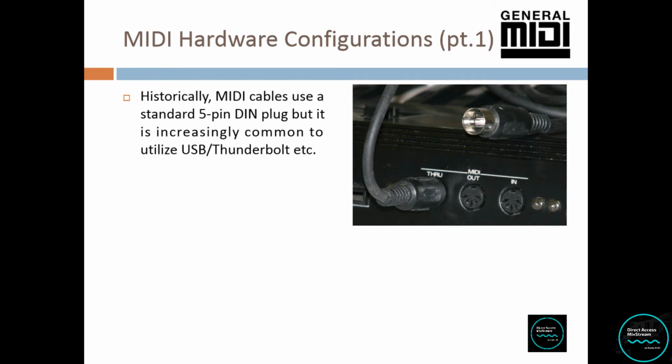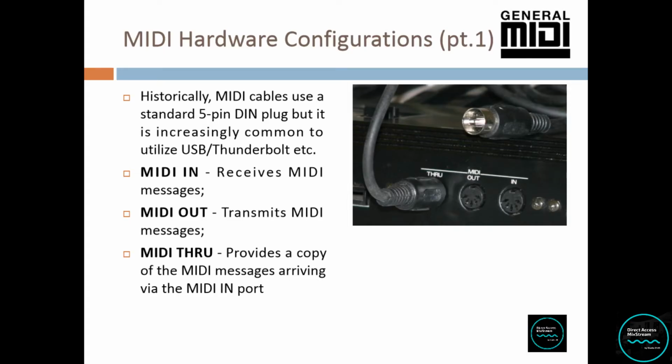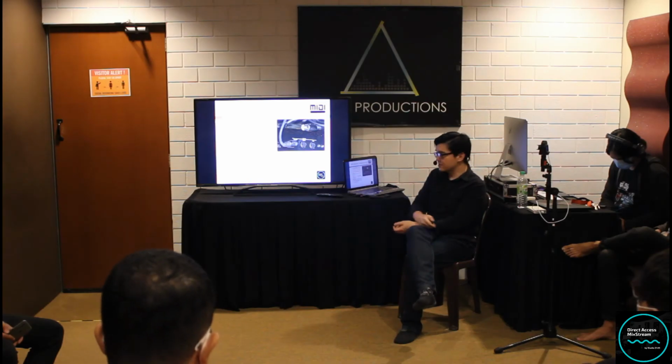A 5-pin DIN cable. Your MIDI in receives the MIDI messages. MIDI out is for transmitting. The one that people get confused is MIDI through. What MIDI through does is it makes a copy of the MIDI messages arriving on the in. So it takes the copy of what's in the in and transmits it out to the through. It's very, very handy. It's very useful in bigger setups.